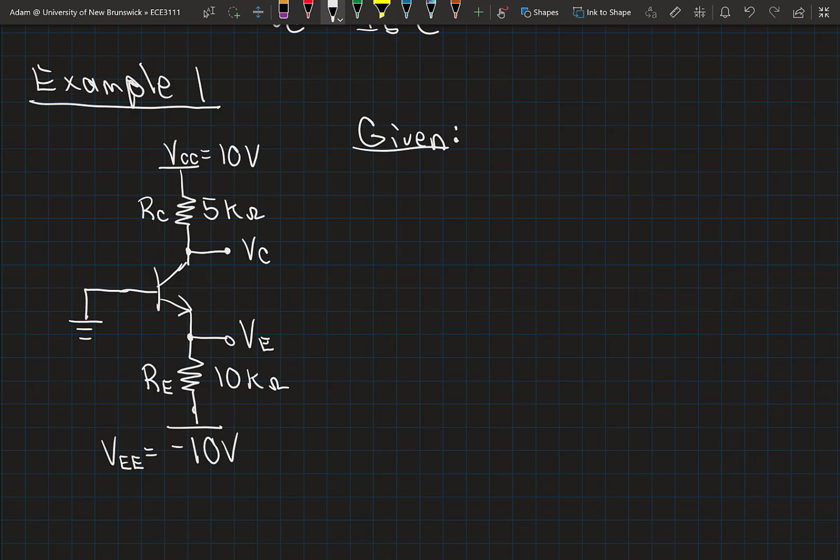Now let me list a few parameters that are given about the transistor. Let's assume the transistor has a common emitter current gain, often just called the beta of the transistor. Let's assume that it's 50. That's kind of a ballpark typical value. And let's assume that we know that the base to emitter has a voltage of 0.7 volts across it. Okay, and actually let's go a little bit different route. Let's assume we know that the emitter voltage is minus 0.7 volts.